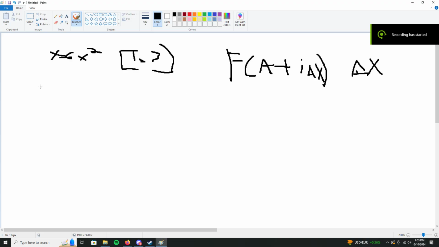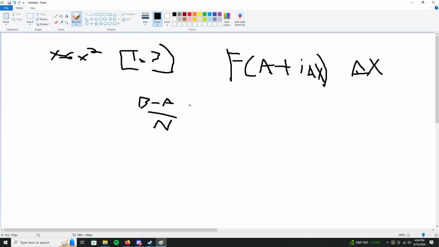Alright, this is finding the area under the curve using the limit definition and Riemann sums, or however they're pronounced. So this is our formula: f(a + iΔx) times Δx. To find Δx, it's just (b minus a) over n, so 3 minus 1 over n equals 2 over n.